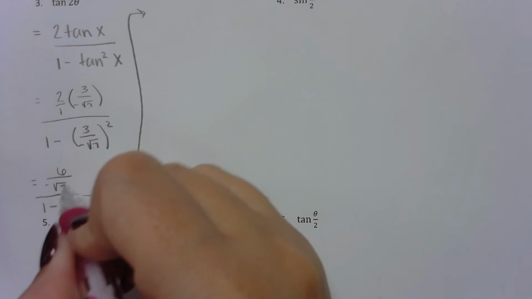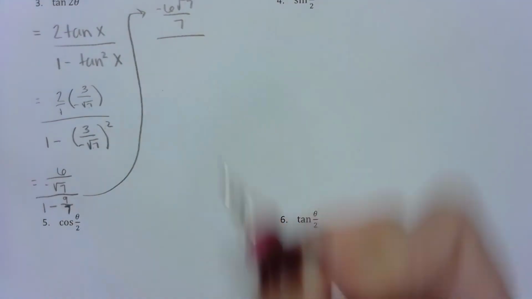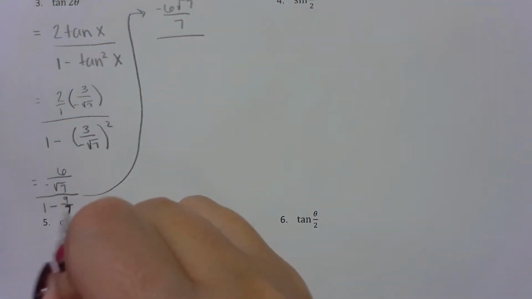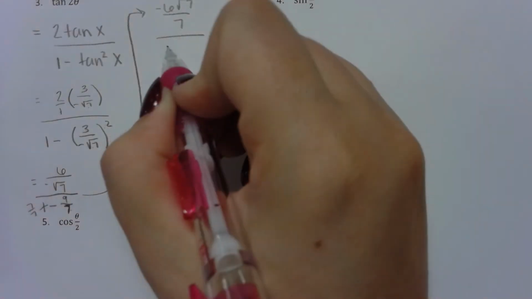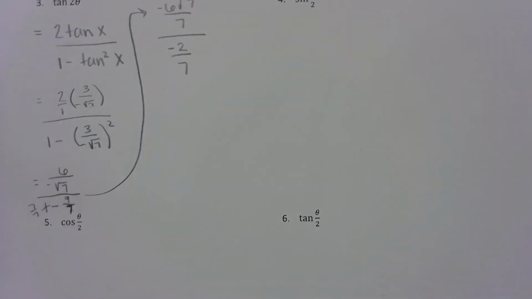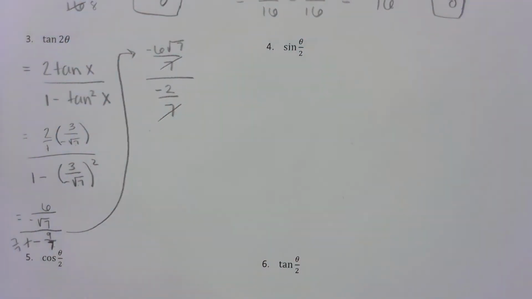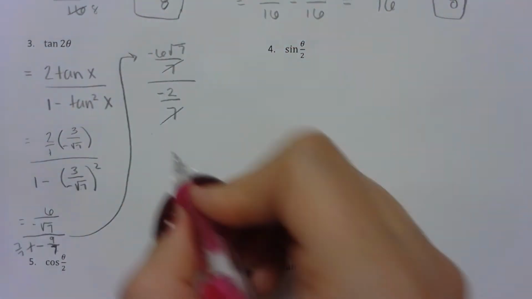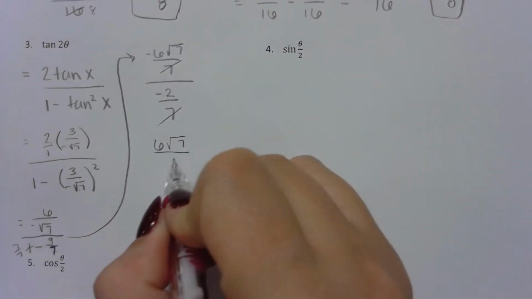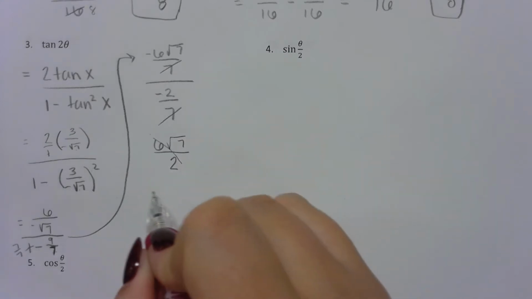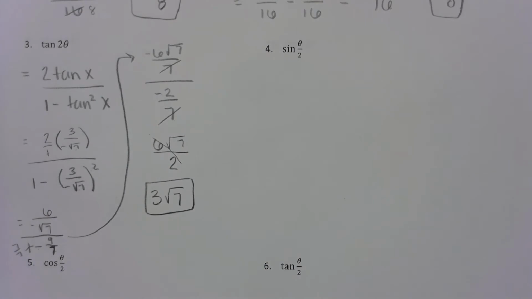So I'm going to rationalize the top now, so that gives me negative 6 root 7 over 7. And then on the bottom, I've got 1 minus 9 over 7, so if I made that 1 as 7 over 7 so that we have common denominators, I have 7 minus 9, which would be negative 2 over 7. Well, remember, if I have a 7 here and a 7 here, those can cancel. I have a negative divided by a negative, which is going to give me a positive 6 root 7 over 2. And then the 6 and the 2 can also simplify, giving us our final answer of 3 root 7.